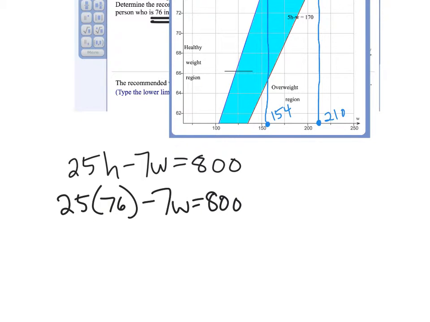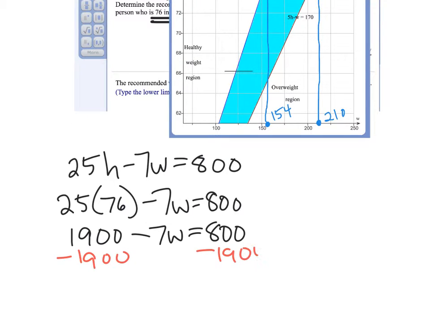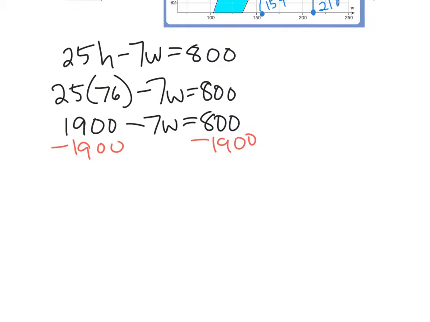Now you're going to have to bust out your calculator because there's no way you're going to know 25 times 76 off the top of your head. So I'm going to type in 25 times 76 and I get 1,900 minus 7W equals 800. And now I'm going to subtract 1,900 from both sides. And the left side goes away, so you end up with negative 7W is equal to 800 minus 1,900, and I get negative 1,100.